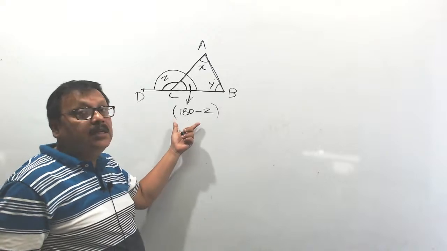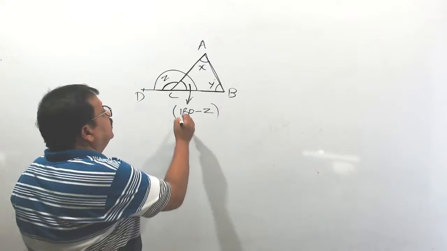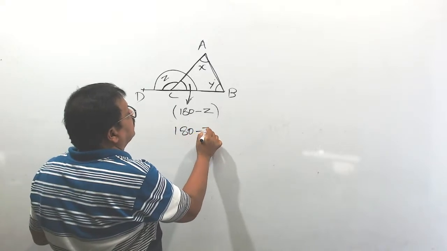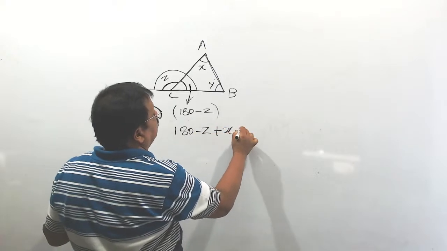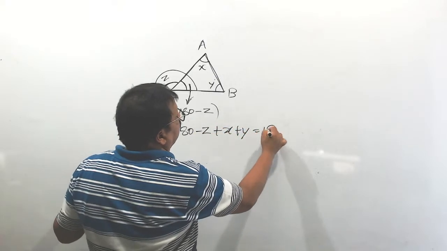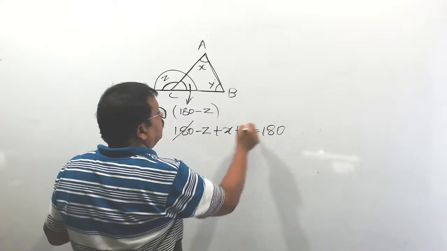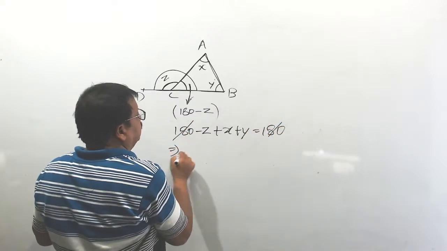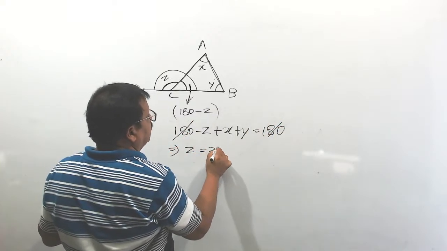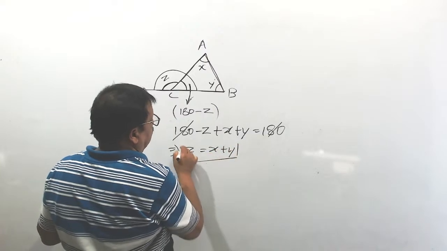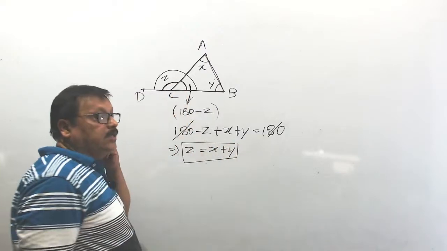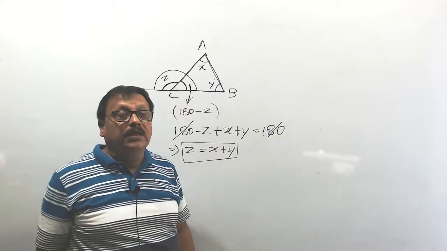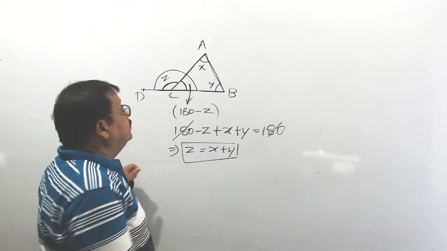The sum of three angles is equal to what? Sum of three angles is equal to 180 degree. That means 180 minus z plus x plus y is equal to 180 degree. This 180, 180 cancelled. This implies z equals to x plus y. See, proved. Z is equal to x plus y. Right? So, it's a very important theorem.